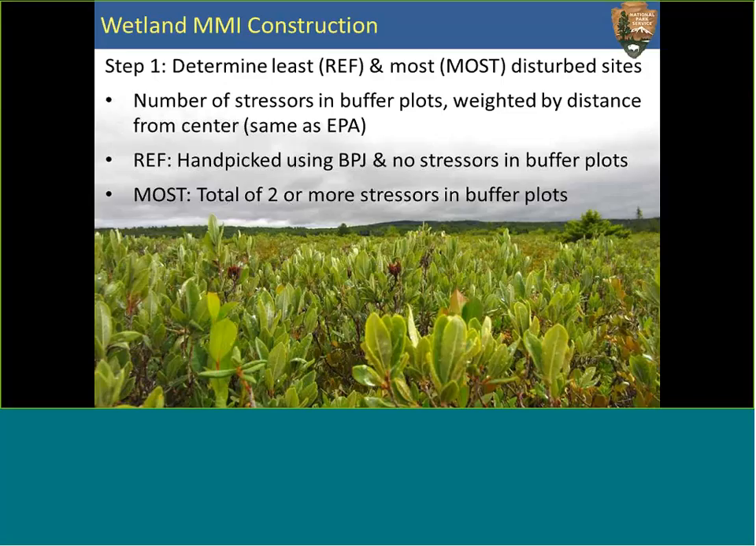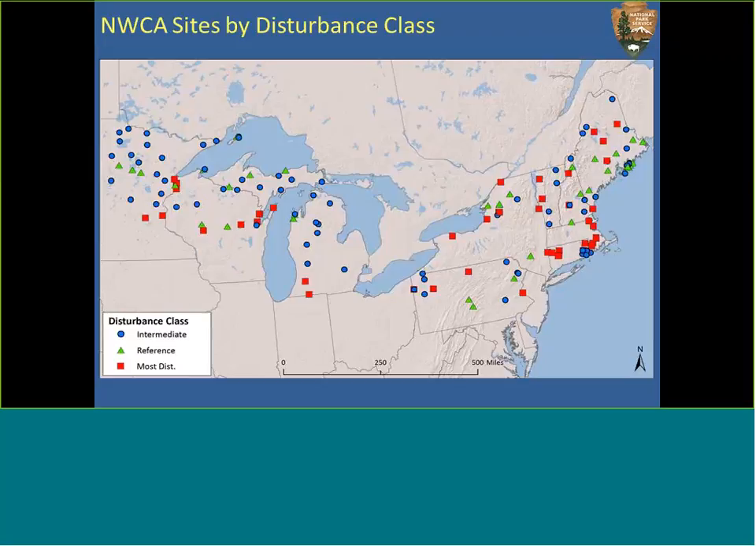I also want to point out the value of the buffer plots. Probably not alone in that sampling the buffer plots was not my favorite part of the NWCA in 2011, but they ended up being really useful in my analysis. They were useful in the EPA's vegetation MMI. And so they're a great measure of buffer condition, and it really helped determine disturbance status of a site. So think of that if you're out there sampling and not enjoying them.